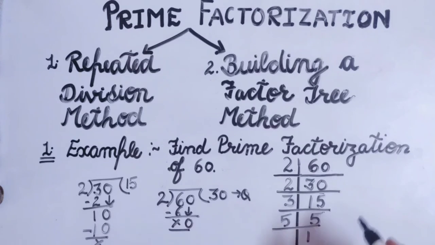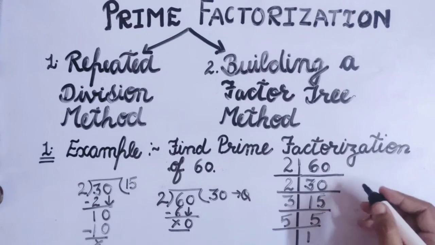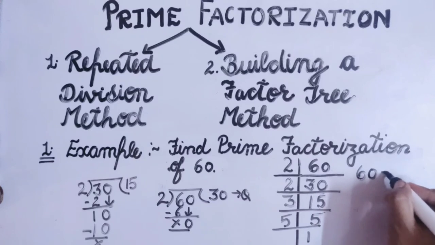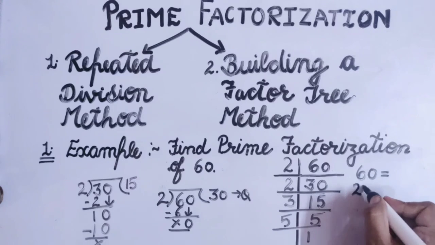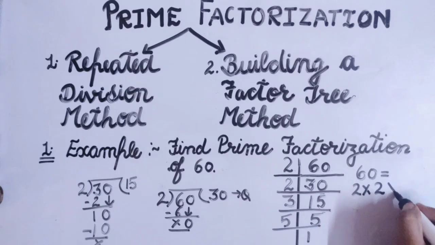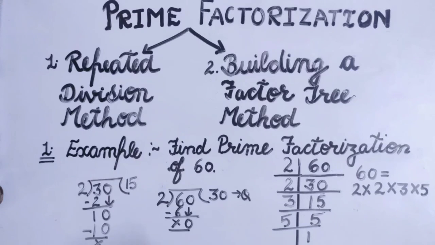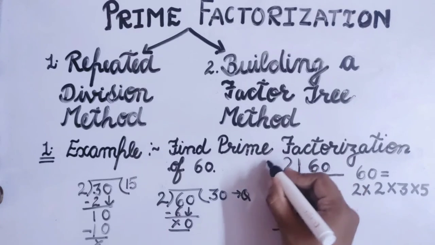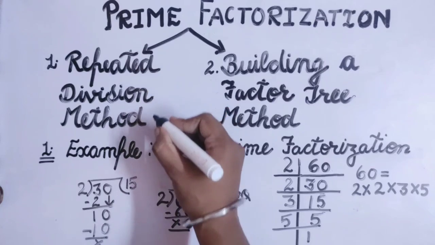Product means multiply. So how can we show it, students? We can show 60 as 2 multiply 2 multiply 3 multiply 5. Hence, we have shown 60 as a product of the prime factors. Clear, students, how we can find the prime factorization of a number with the help of this repeated division method.